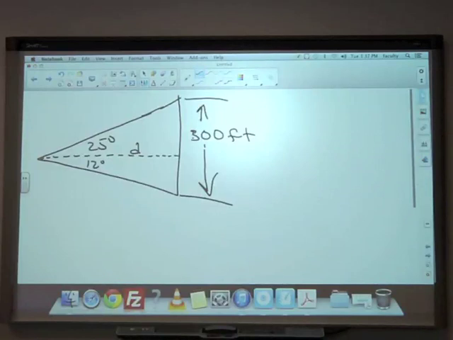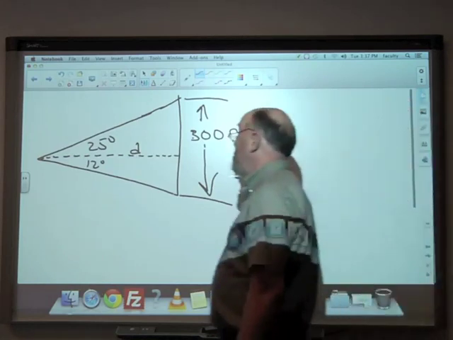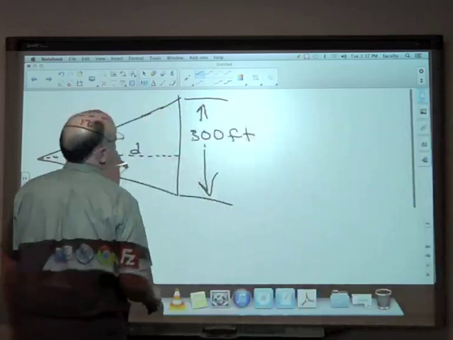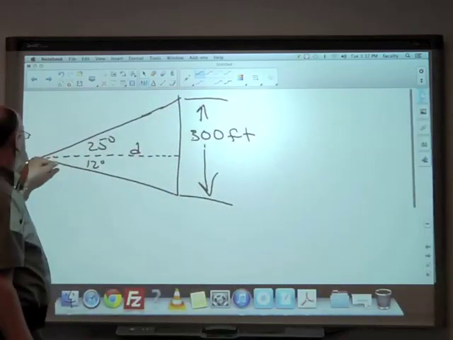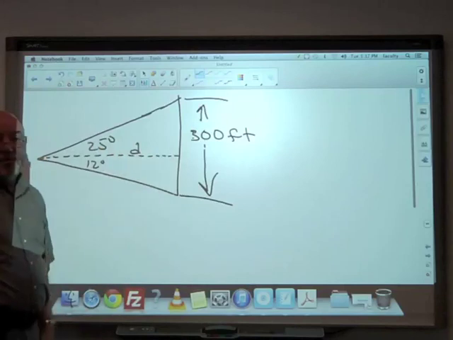So, given this line, I want to know what the measurement of D is. I know this angle is 25, this is 12. I know from here to here is 300 feet. I want to find how far it is from here to there.